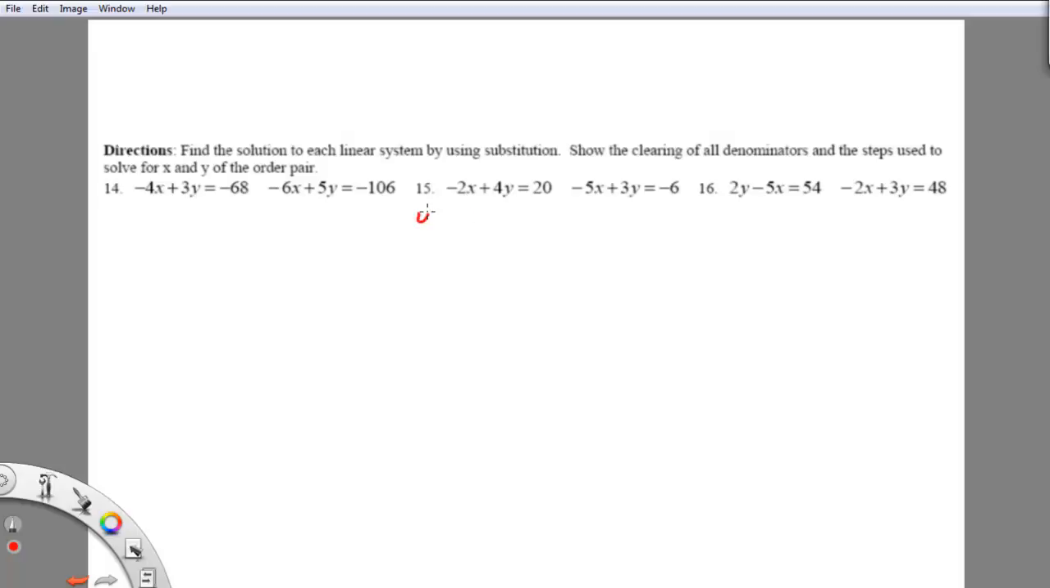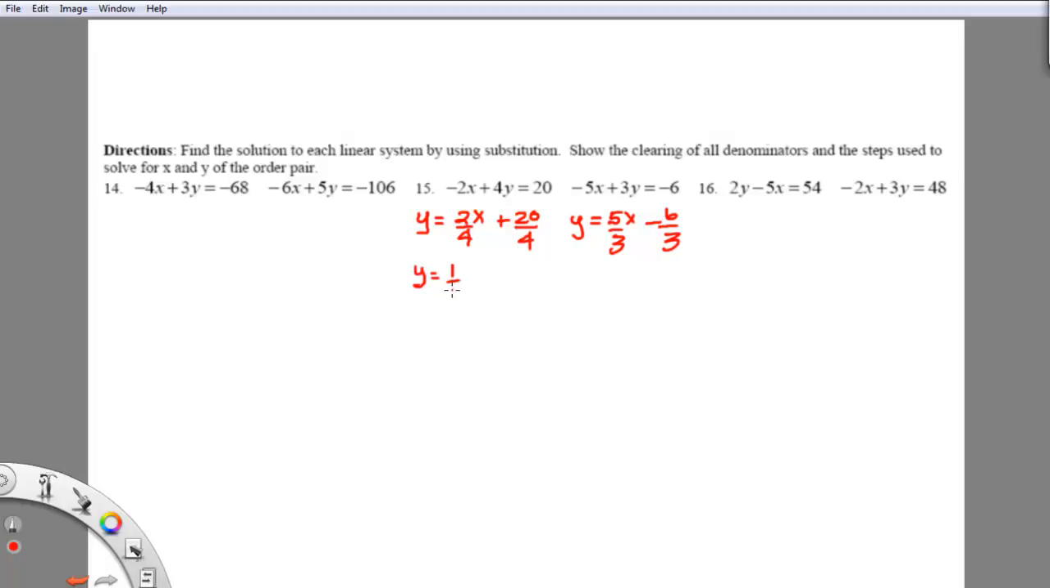So we're going to take y, we're going to add 2x to each side, divide by 4, and then add the 20, and then we also have to divide that by 4. Now for the other equation, we're going to add 5x to each side. We're going to divide that by 3, and then take a negative 6 and divide it by 3. Now let's go ahead and simplify these two equations.